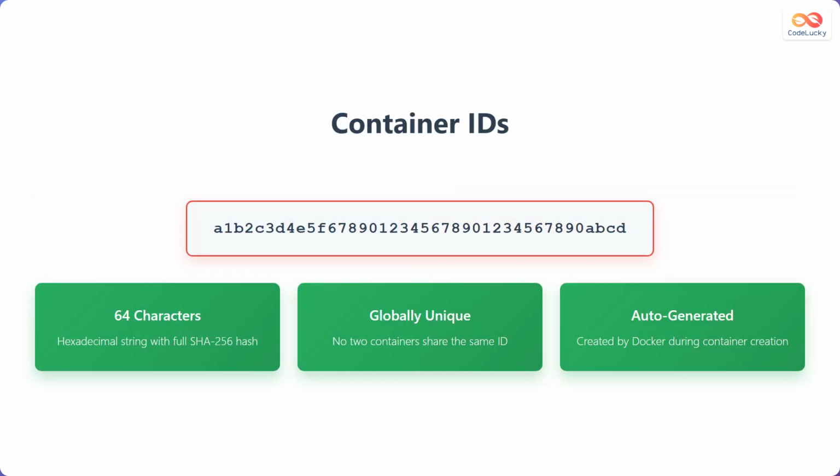Let's focus on container IDs first. A container ID is a 64-character hexadecimal string, representing a full SHA-256 hash. These IDs are guaranteed to be globally unique, meaning no two containers will ever share the same ID. Docker automatically generates these IDs during container creation.